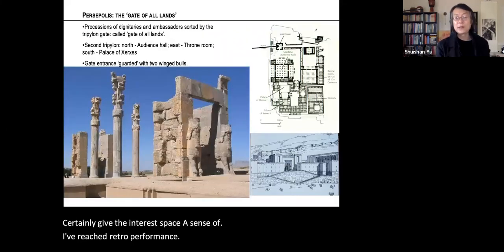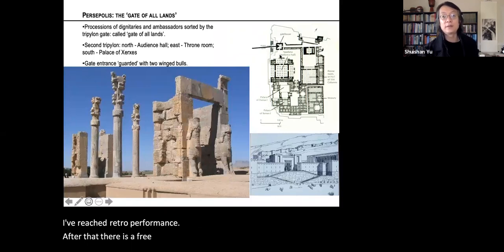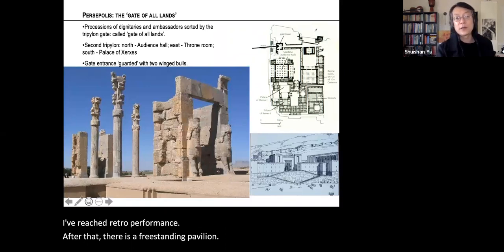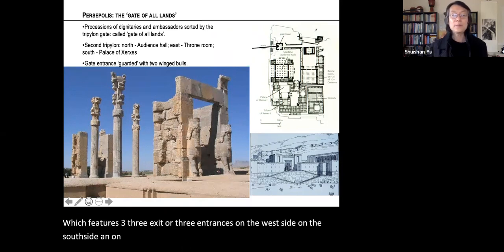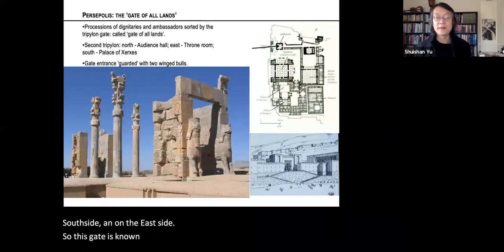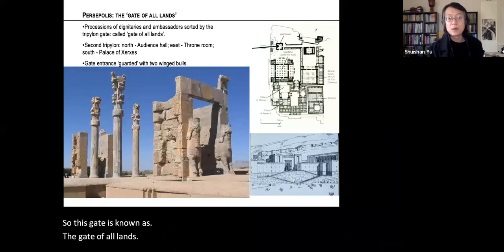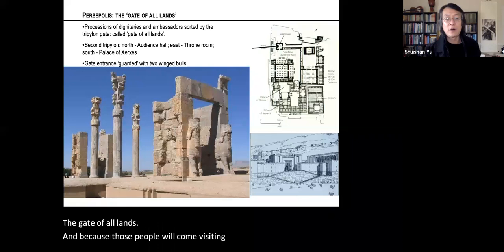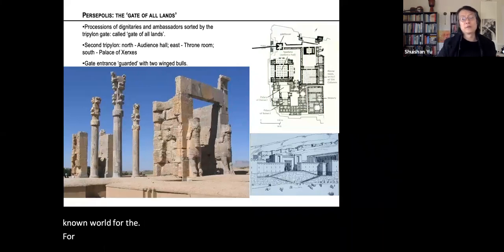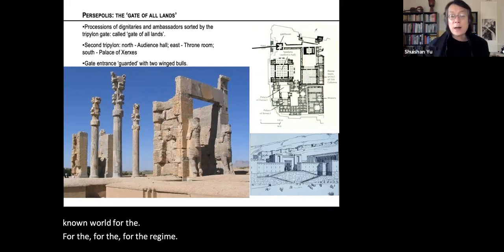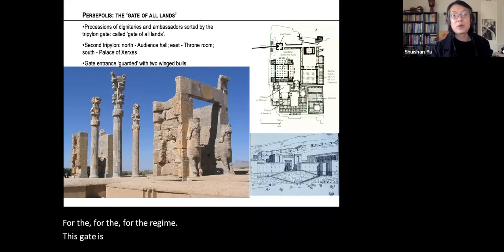After that, there is a freestanding pavilion, which features three entrances on the west side, on the south side, and on the east side. So this gate is known as the Gate of All Lands, because those people coming to visit are from virtually all over the known world for the regime. This gate is known as the tripylon.